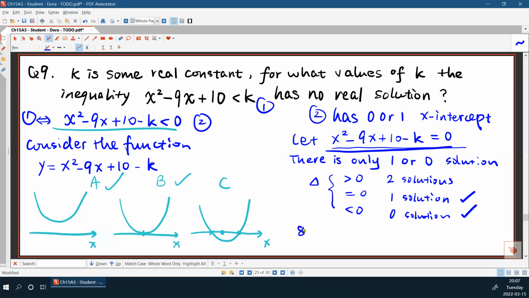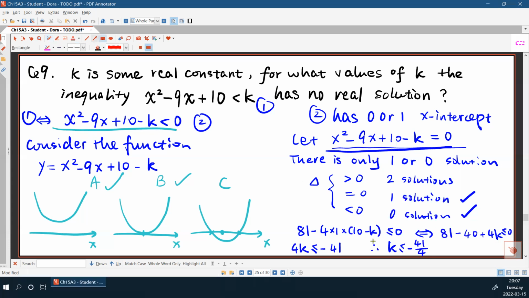Delta is b squared, which is 81, minus 4ac, 4 by 1 by 10 minus k, right? And we already know that delta needs to be either less than 0 or equal to 0, which means 81 minus 40 plus 4k needs to be less than or equal to 0, right? Therefore, 4k needs to be less than or equal to negative 41. Therefore, k needs to be less than or equal to negative 41 over 4, right? Okay, please have a look at this question and let me know if you finish.